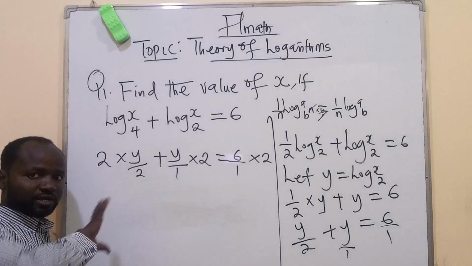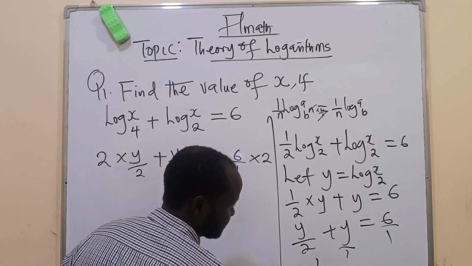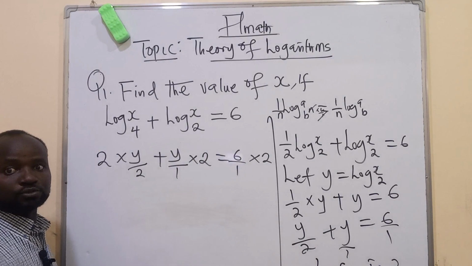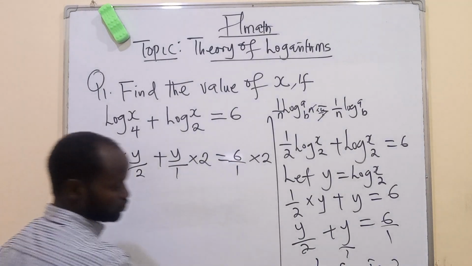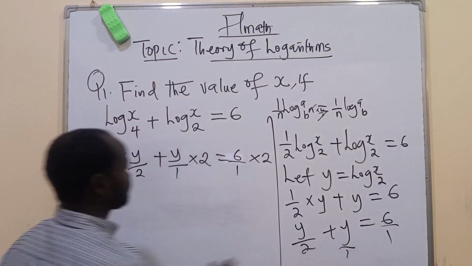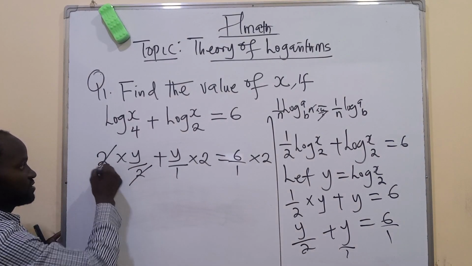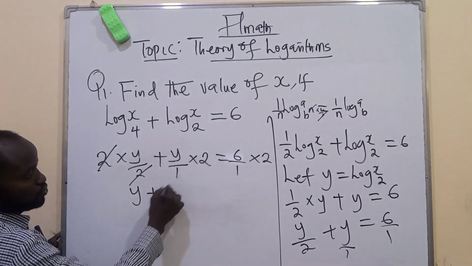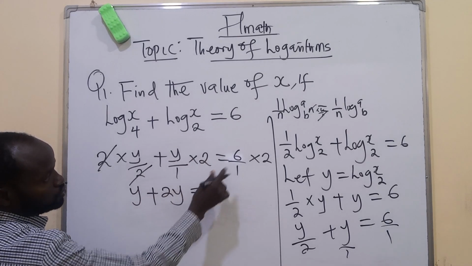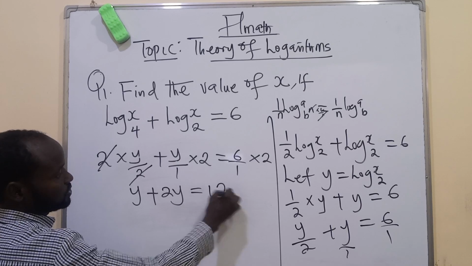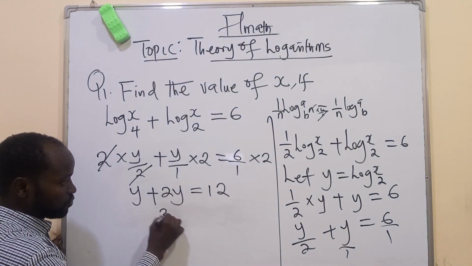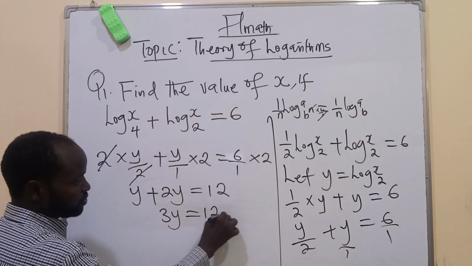The essence is to clear the fraction. The LCM here is 2, so we can clear the fraction. So let's multiply by 2. We'll divide this to be 1. We're left with y plus y times 2, that's 2y, will be equals to 6 times 2, that is 12. Okay? So we can add this. y plus 2y, that will be 3y will be equals to 12.